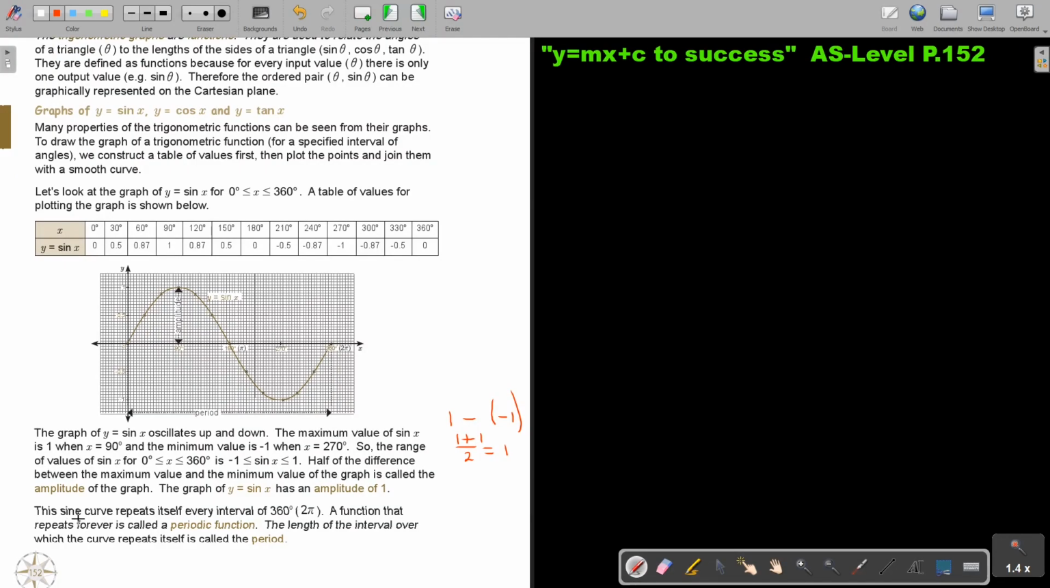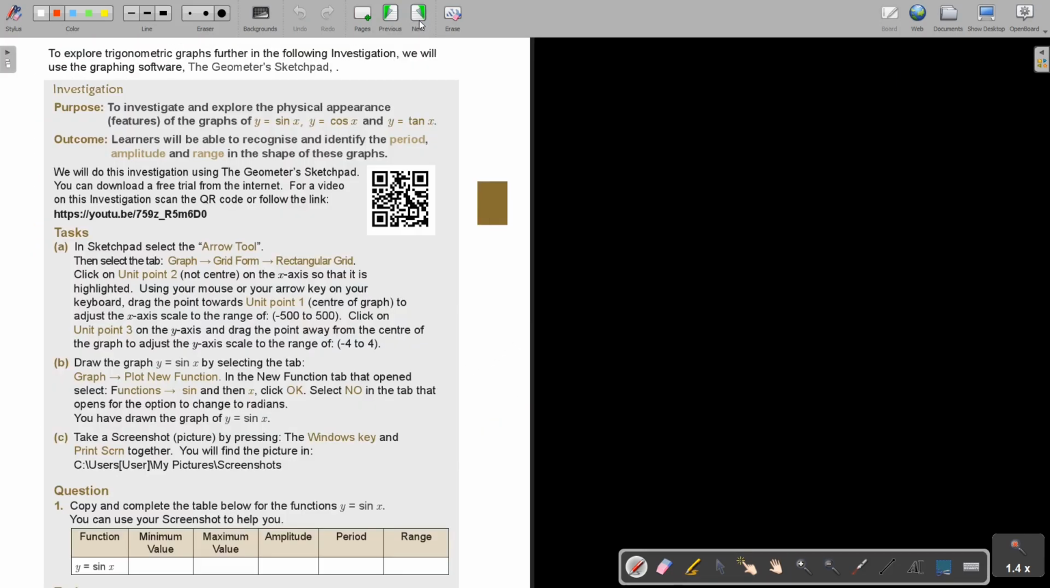Then the sine curve repeats itself every interval of 360 degrees or 2 pi in terms of radians. A function that repeats forever is called a periodic function because it's going on and going on. The length of the interval over which the curve repeats itself is called the period. So this is the period between 0 and 360. Then it will start repeating itself.